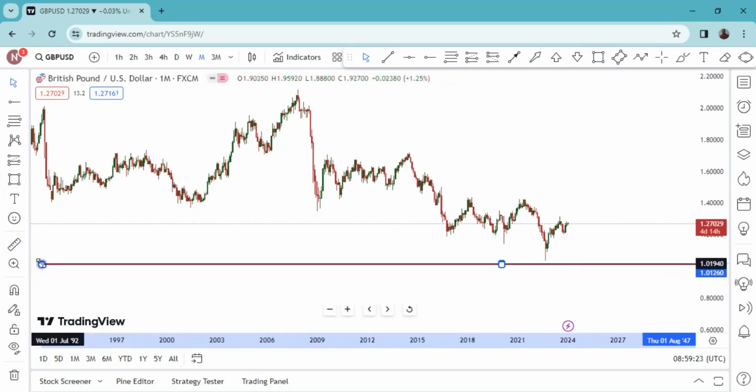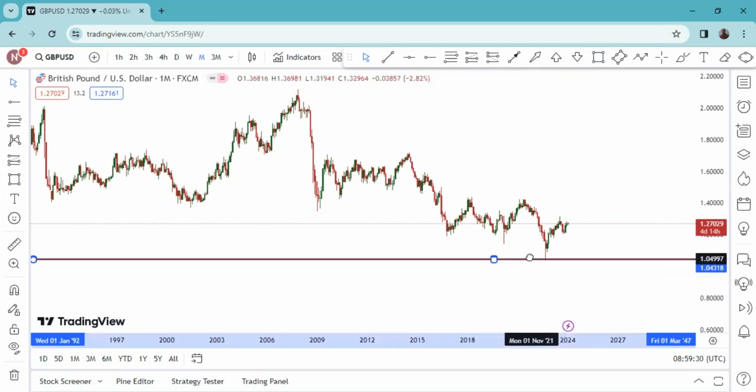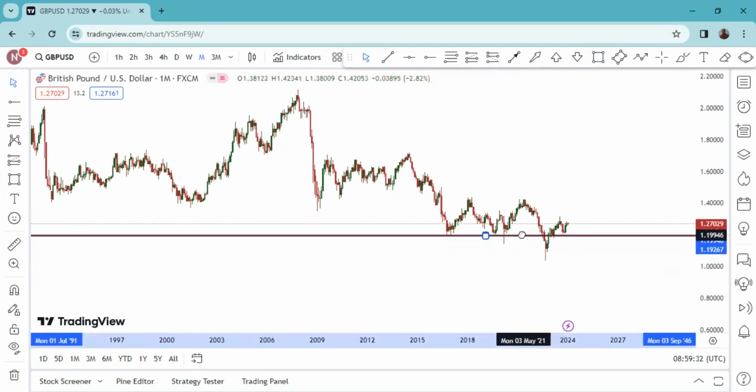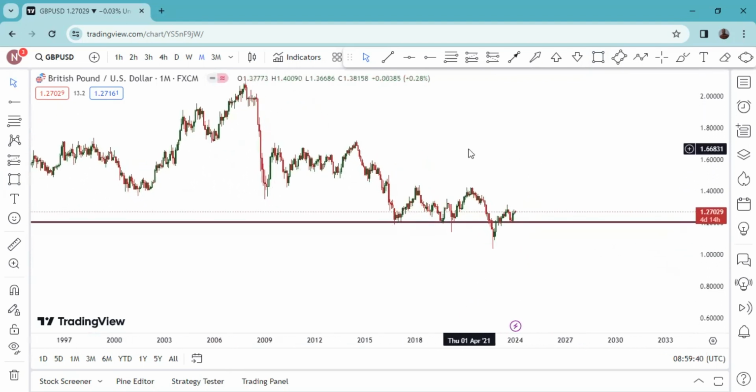I'm going to start immediately. First of all, I'm going to draw the first line here so that I could measure my zones, and I'm going to place my zones on the most touched places. So you can see, here we have this market bounce here, bounce here, it bounce here, it bounce here. So that means that this is a very important level.